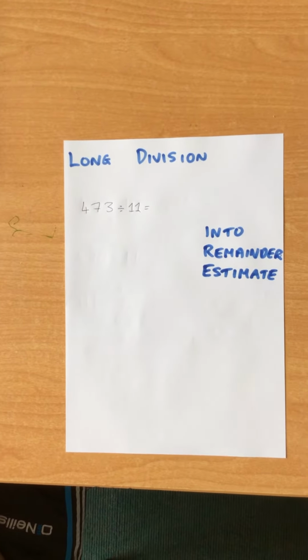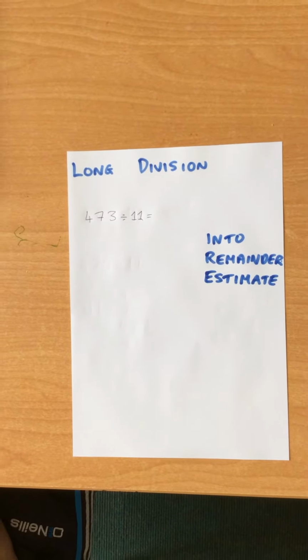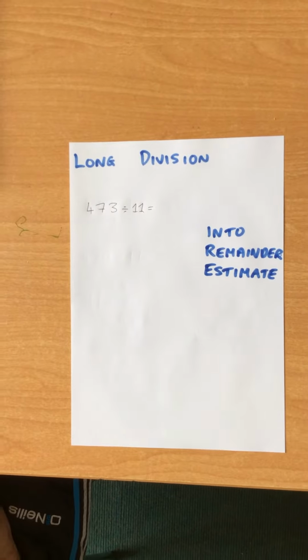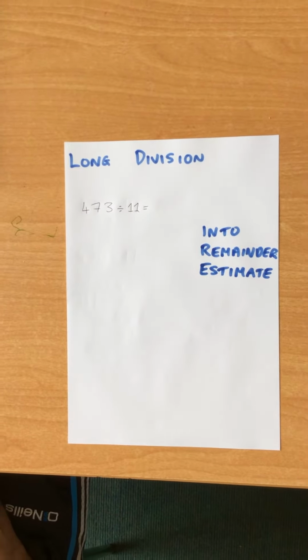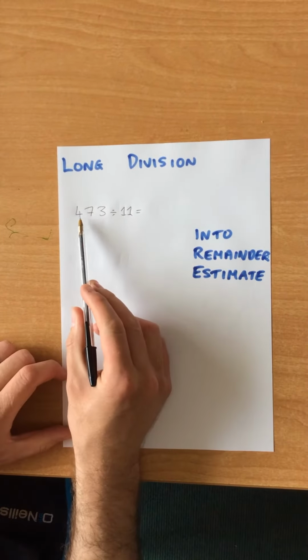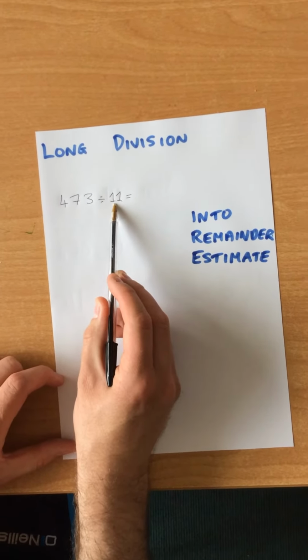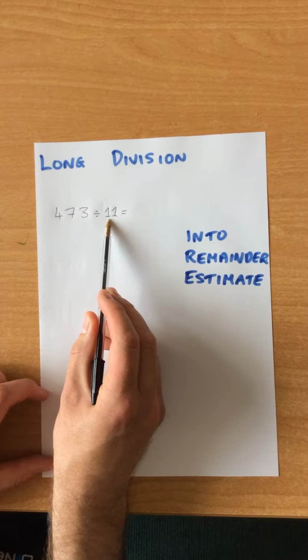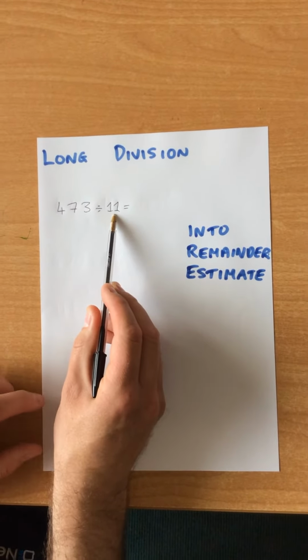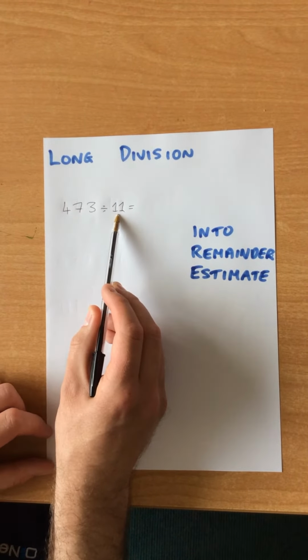The following is an example of how a long division sum should be completed using the standardised language we teach to children in Parteen National School. So I have here a sum, 473 divided by 11. It's long division because I'm dividing by 2 digits. Anything more than 1 digit would make it a long division sum.